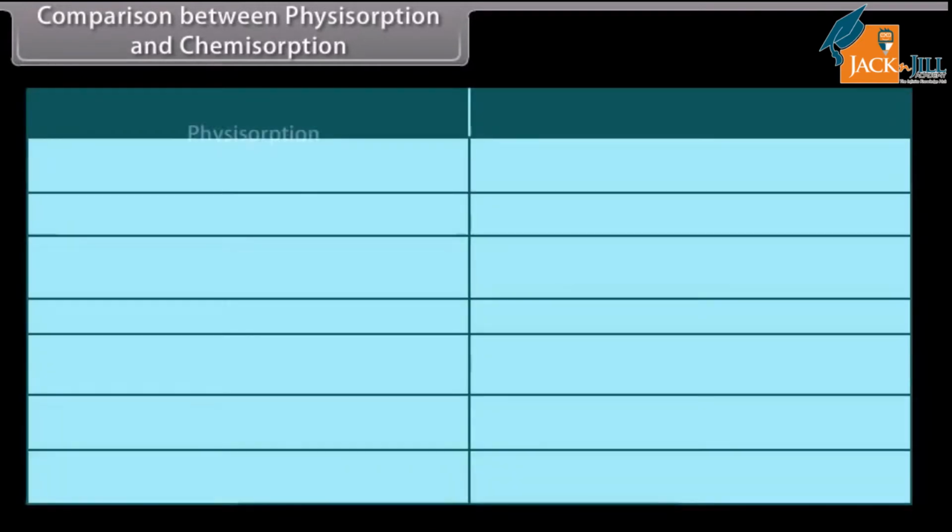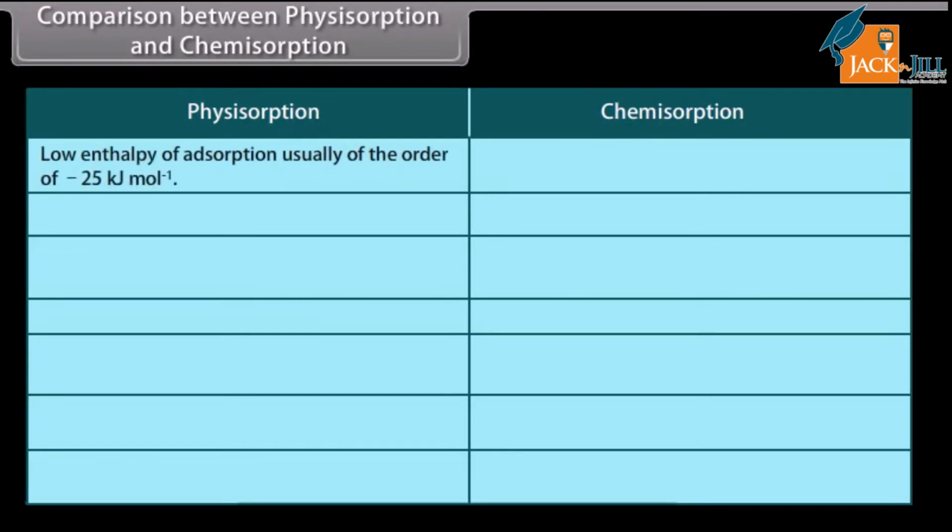Comparison between physisorption and chemisorption. The important differences between physisorption and chemisorption are: low enthalpy of physisorption, usually of the order of -25 kJ per mole, whereas high enthalpy of chemisorption, usually of the order of -200 kJ per mole.